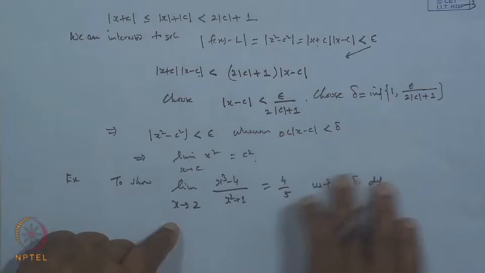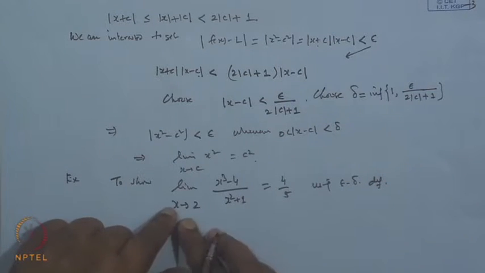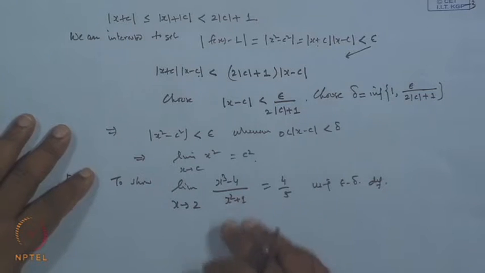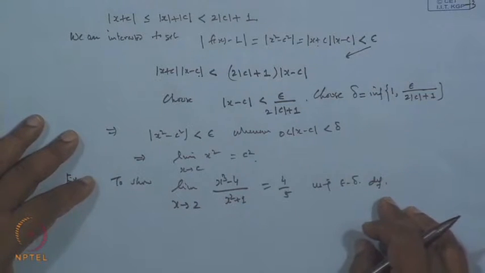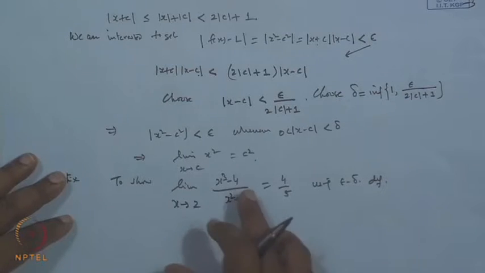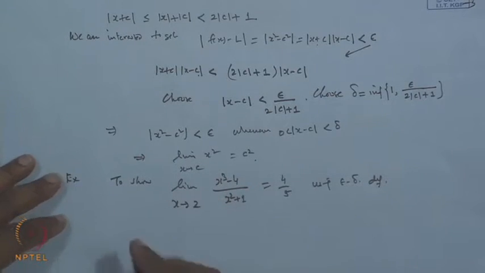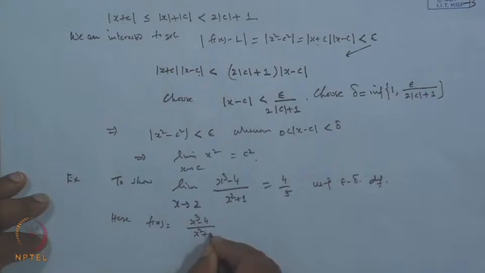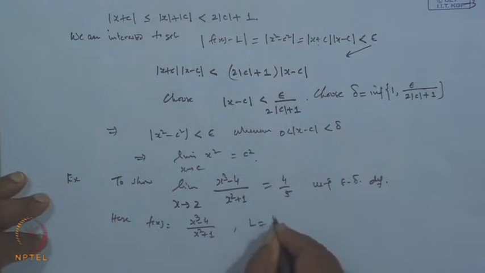Suppose I do not say using delta, because this is 2, so you can substitute x equal to 2 and one can get the value of this easily. But if you are asked to apply the epsilon delta definition, then you have to start with a given epsilon greater than 0 and then suitably identify the delta. That is the thing. Okay. So, this is our function f(x), where f(x) is (x cube minus 4) over (x square plus 1) and L is 4 by 5.